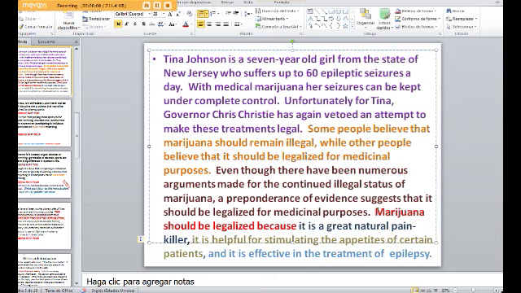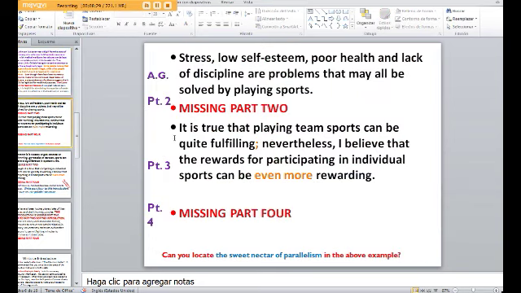For this sentence, your challenge is going to be to write a sentence with three ideas that sound like topic sentence ideas, and that the grammar be in parallel structure. So let's go on to some other examples.